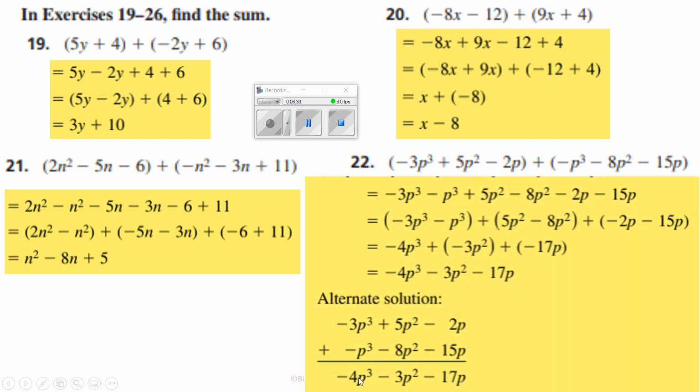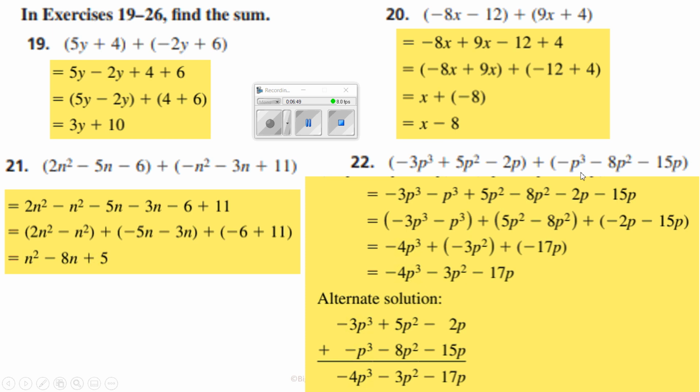So you see negative 4p to the third power, right? We added these two together since they're both negative. We're subtracting these. 8 minus 5 will give us negative 3p to the second power, right? This is the alternate solution by stacking them.